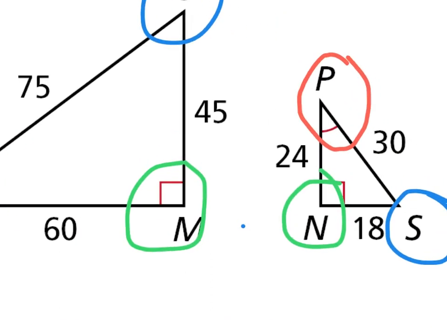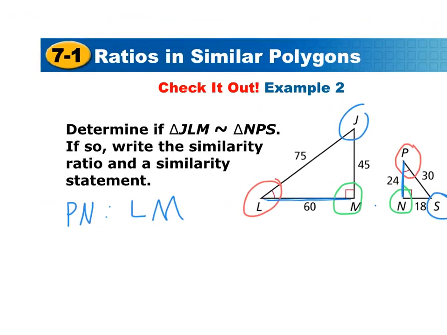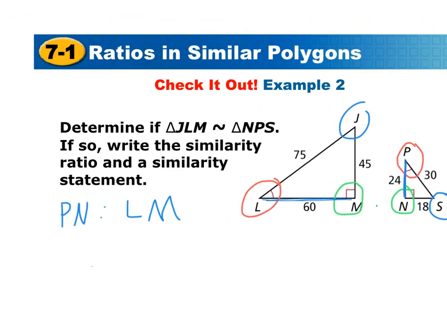Perfect. If we look at the picture, like what you wrote before, we said PN is similar to LM. So what's the measure of PN? 24. And what's the measure of LM? 60. So our first ratio is 24 to 60.